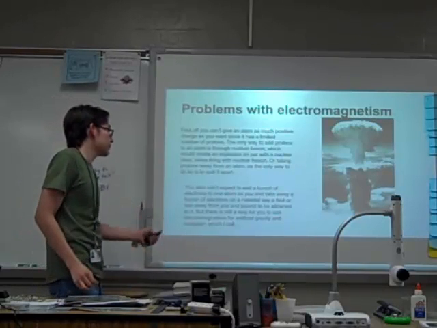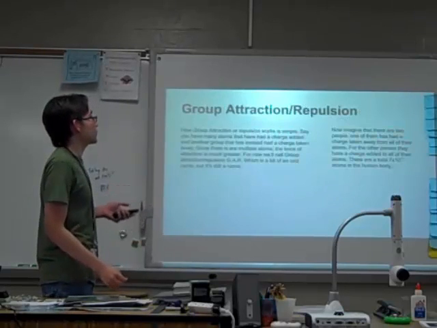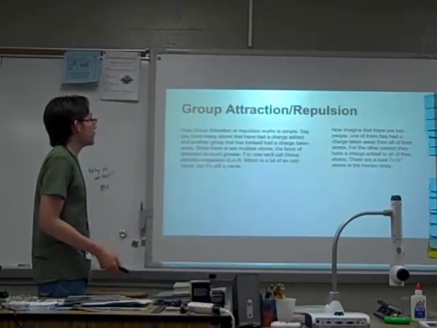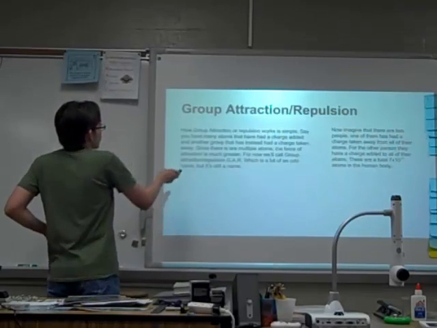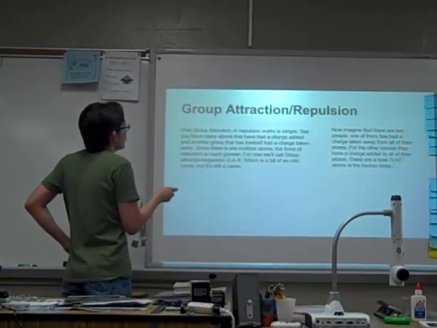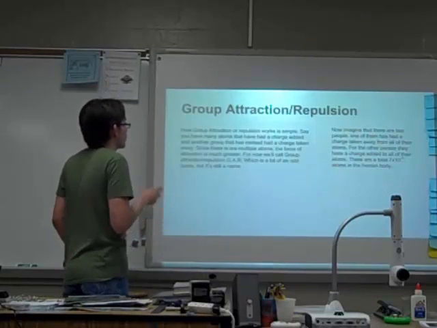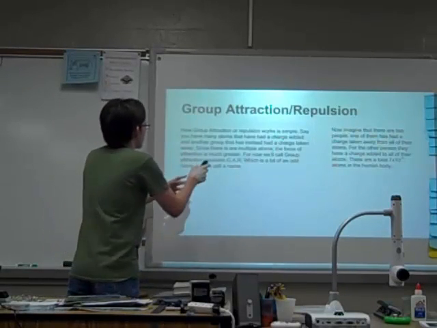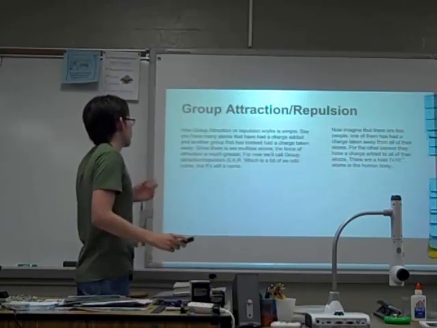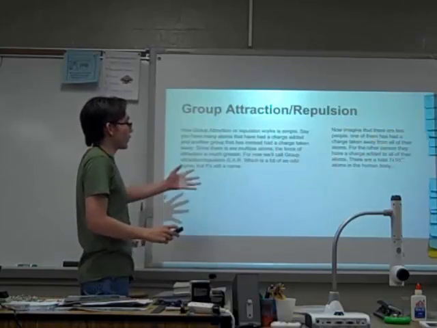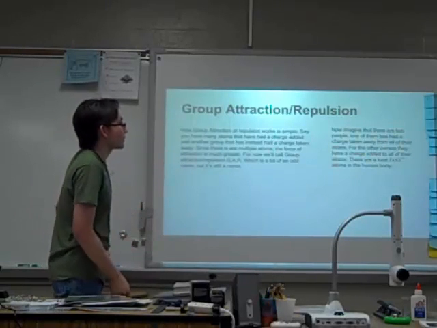But there is still a way for you to use electromagnetism for artificial gravity and levitation, which I call group attraction or repulsion. Now, you told me this before, Trimsy. How group attraction or repulsion works is simple. Say you have many atoms that have one charge added and another group that has instead charge taken away. Since there are multiple atoms, the force of attraction is much greater. For now, we'll call this group attraction or repulsion, or GAR, which is a bit of an odd name, but it's still a name.